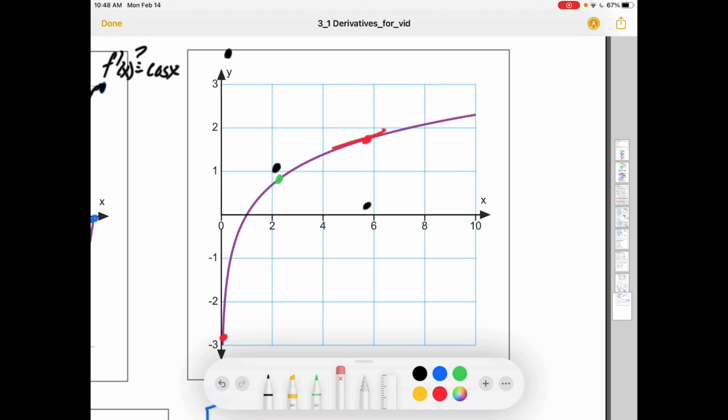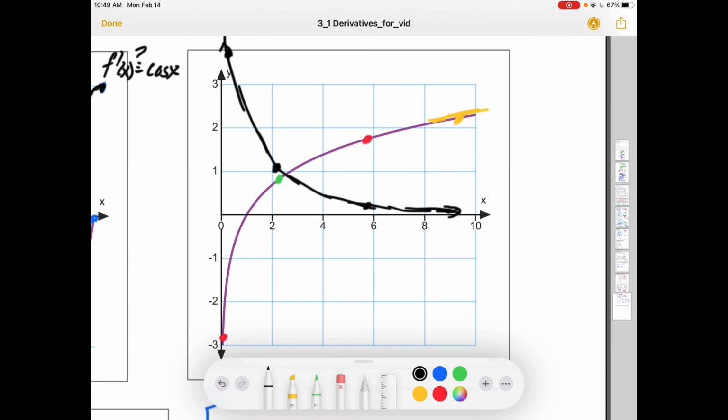Let me get rid of some of this red stuff. And if we went over some more, if we ever get confused, just use more points. It is still positive, but not very steep at all. And if I connect all that up, I get something like this.